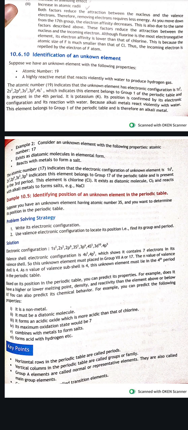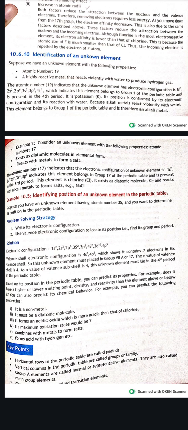Identifying position of an unknown element. Suppose you have an element having atomic number 35. So first of all we will write its electronic configuration, and it has 4s2, 3d10 and 4p5. So valence shell electronic configuration is 4s2 4p5, which shows it contains 7 electrons. So this unknown element will be placed in group 17 or group 7A. The n value of the valence shell is 4, so the period will be 4. Based on its position in the periodic table, you can predict its properties.